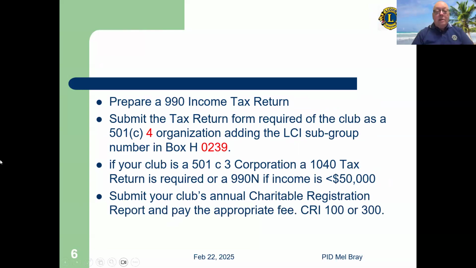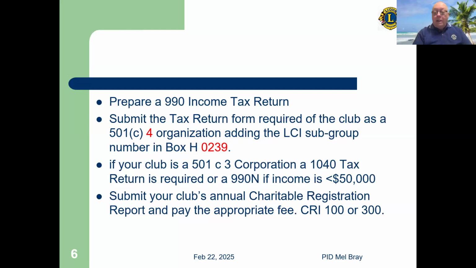Okay, each year the club is required to file the 990 income tax return, as long as you're under Lions International as a 501(c)(4). The code here in the box that's called letter H, you're supposed to also add the 0239, which tells the IRS you are under the Lions International code and you're a subgroup of that particular organization. So that's something that you need to do.